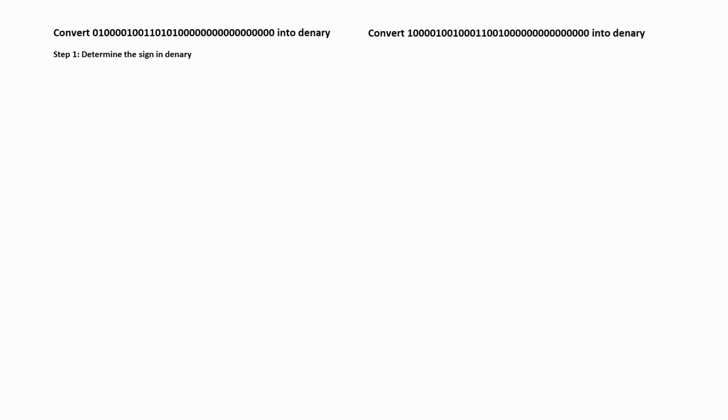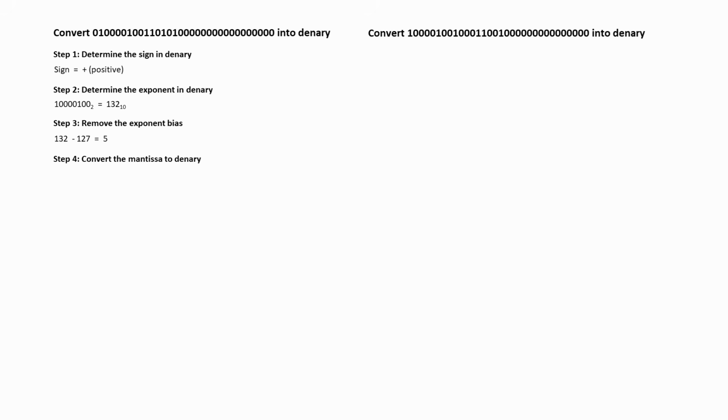For the first example, determine the sign in denary. The sign is positive because it starts with a 0. Then determine the exponent in denary. The exponent bits represent the value 132. Now we need to remove the exponent bias, so that means subtracting 127. We have an exponent of 5.